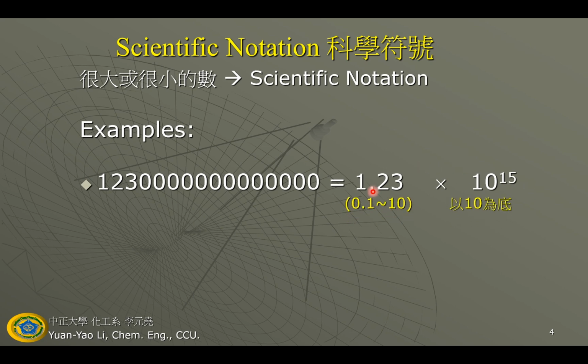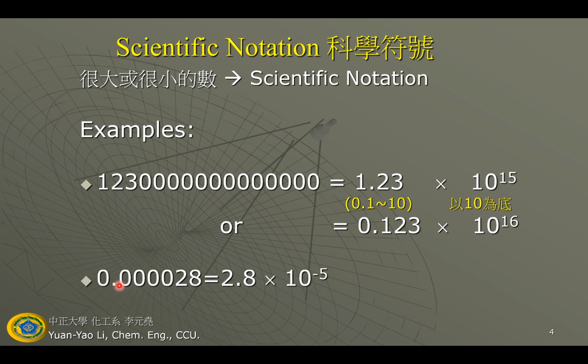The number is between 0.1 and 10. Normally we use 1 to 10, and then 10 to some power. Or you can write it like this: 0.123 times 10 to the 16th. Both ways are okay, but normally we use this.